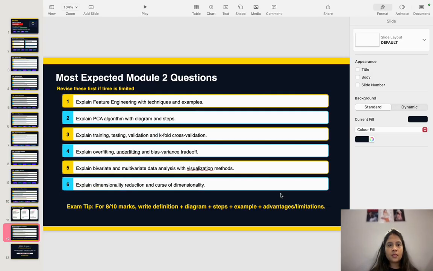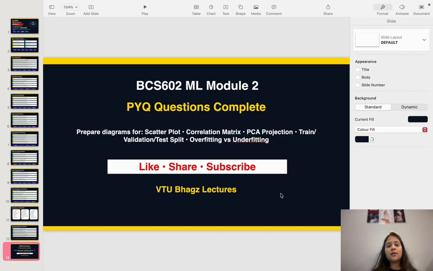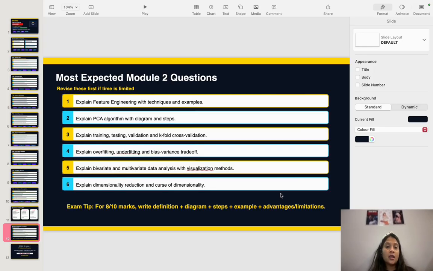And these are the mostly expected module 2 questions. Give them the highest priority. Whoever is going to study five hours before the exam can give the highest priority to these 6 questions. You can give half an hour of your time for reading these 6 questions.